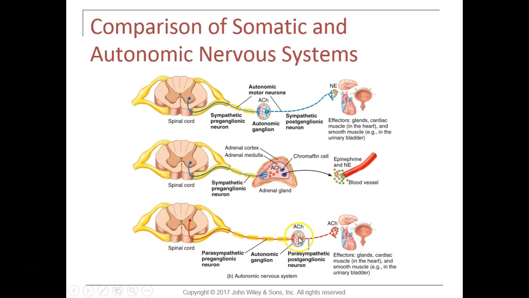So the ganglia always lie on the outside of the central nervous system, out in the periphery somewhere. And when it's a parasympathetic preganglionic neuron communicating with a postganglionic parasympathetic neuron, that ganglion is referred to as a parasympathetic ganglion. When it's a preganglionic neuron in the sympathetic nervous system communicating with the postganglionic neuron in the sympathetic nervous system, that ganglion is referred to as a sympathetic ganglion. And we're going to learn what those names are.